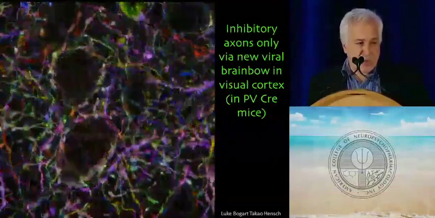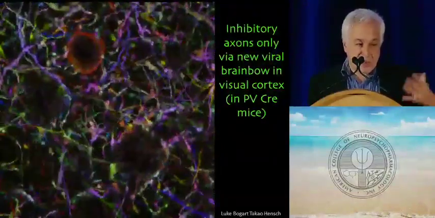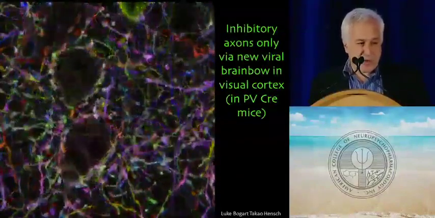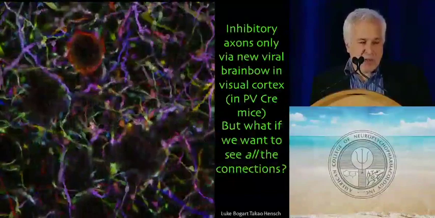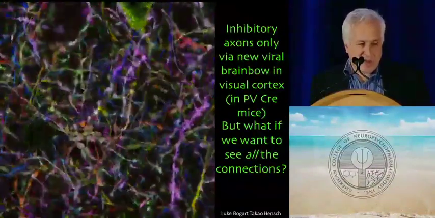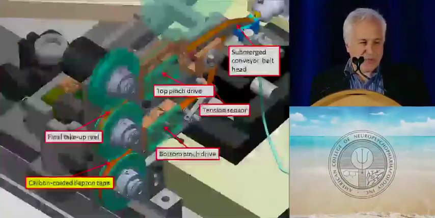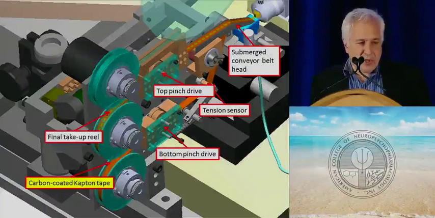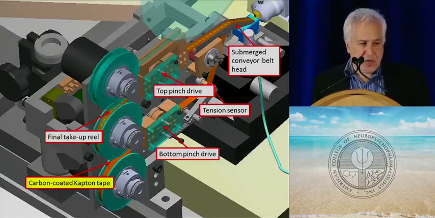There's a green one at the very top, and now there's a red one, and they're not covered with inhibitory interneurons, but the excitatory neurons are. So that's one way. But what if you really want to see all the connections in the cerebral cortex? The approach we've taken is to cut the brain very thin with a weird machine that looks like a movie projector, but actually is collecting sections of brain on tape.